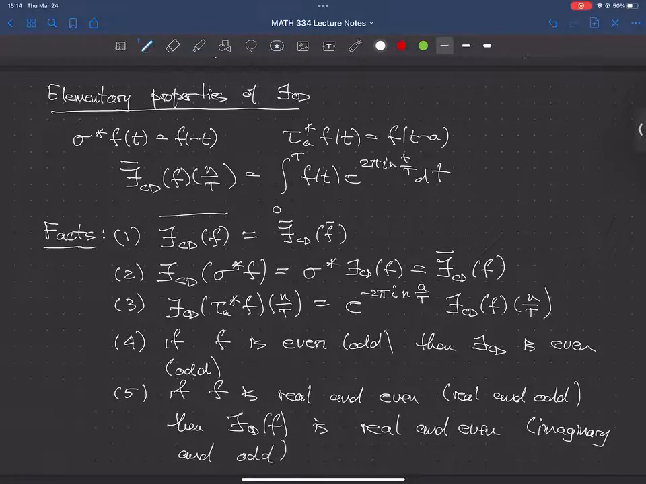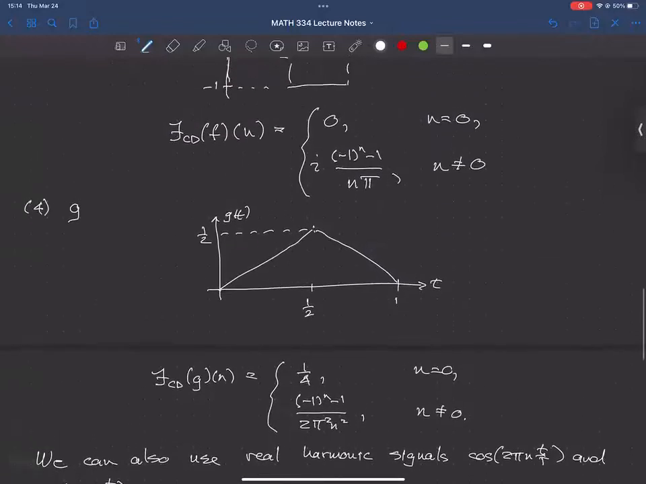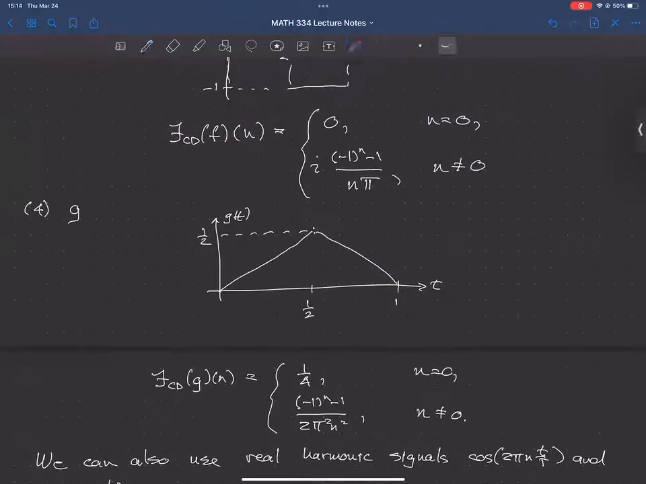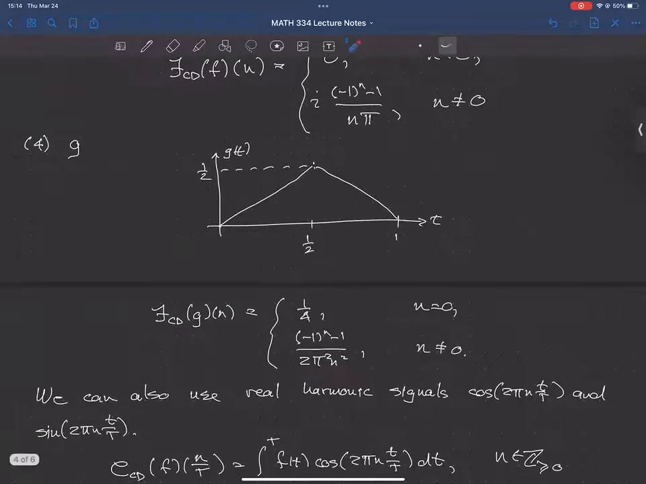Okay. So let's take a look at our examples above to see if that's verified, just for fun. So this G is even. Right, if you reflected about the independent variable axis, you get the same thing back again. So it's real and even, and you can see that its CDFT is also real and even.